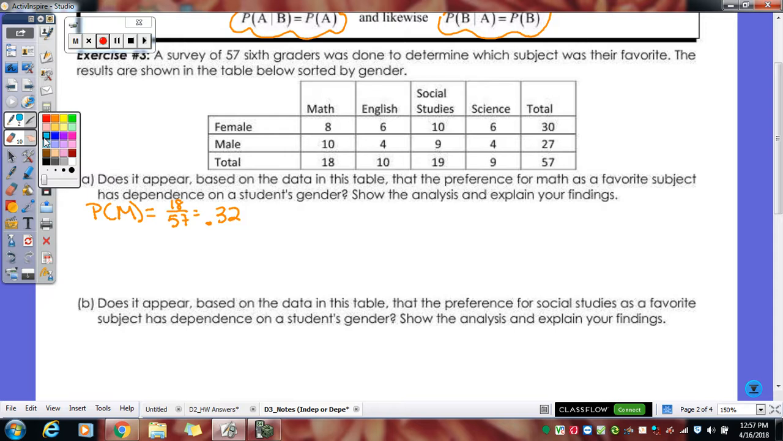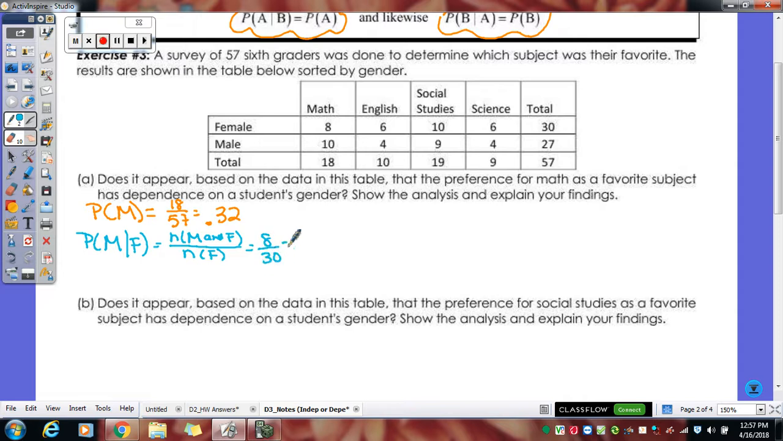All right, so now we're going to see if there's a dependence based on gender. Let's start with the females. We're going to find the probability that they picked math given that they were female. Remember, that would be the number of math and female over the number of females. So how many females picked math? 8. Out of how many females total? 30. Let's turn that into a decimal so we can do some comparing with it. So 0.27, rounding to the nearest hundredth.